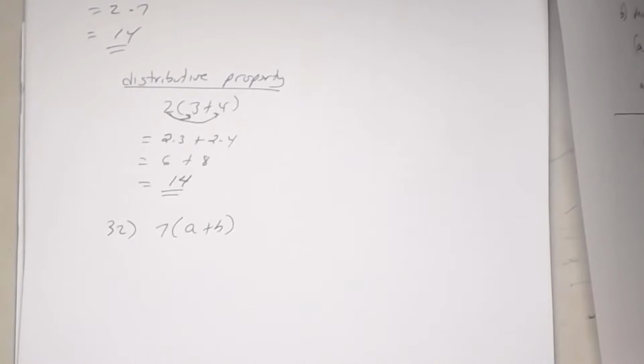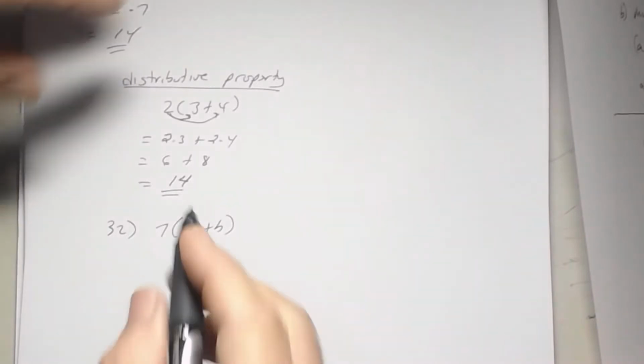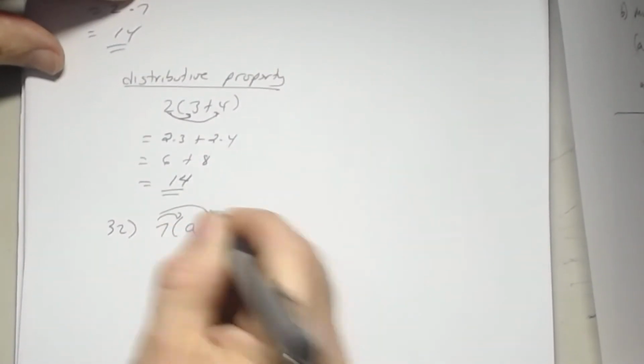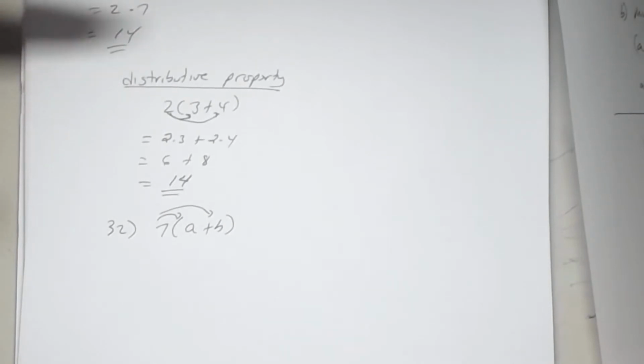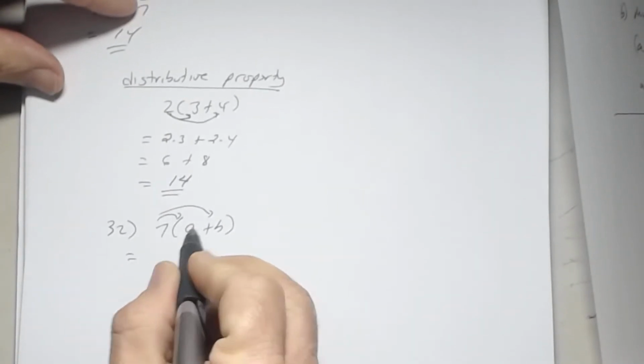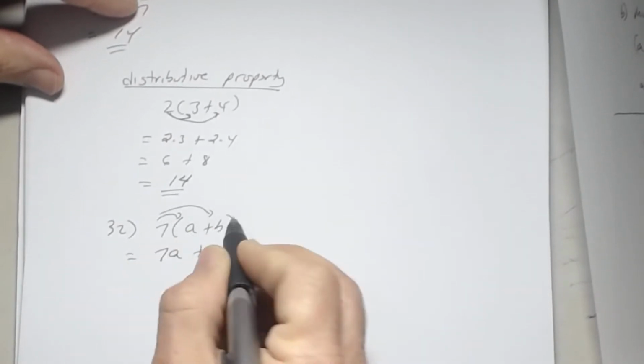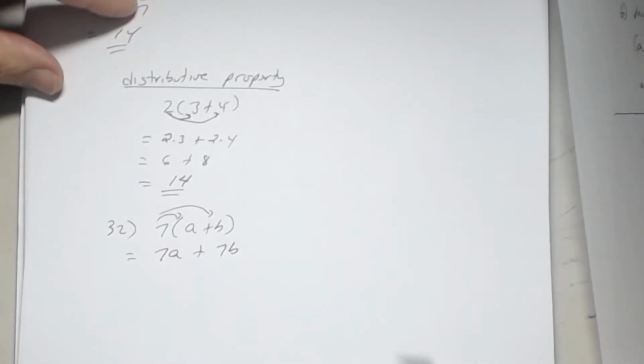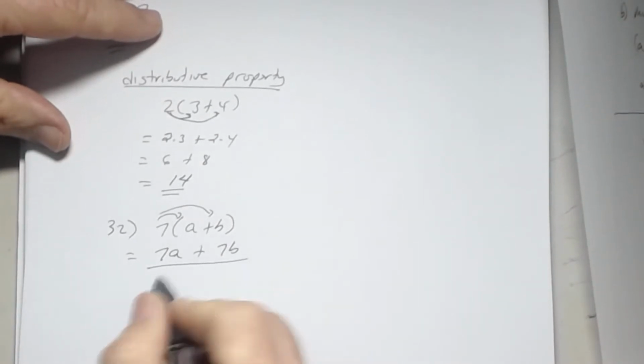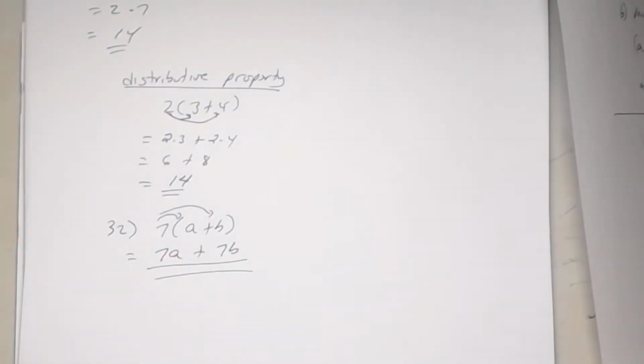So you're going to write this as 7 times A plus 7 times B. If it helps, you can use arrows like this. You don't have to, but sometimes it helps. So this equals 7A, plus 7B, and you're done. Don't write this as 14AB, because those are not like terms. You're going to learn about like terms in a little while.